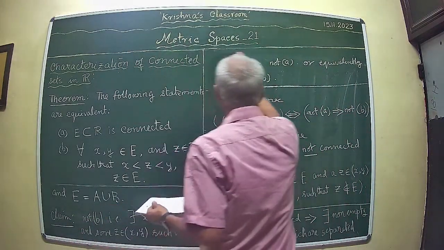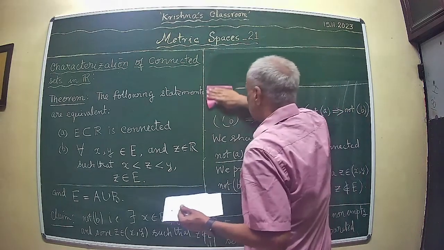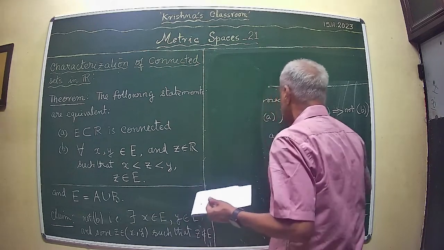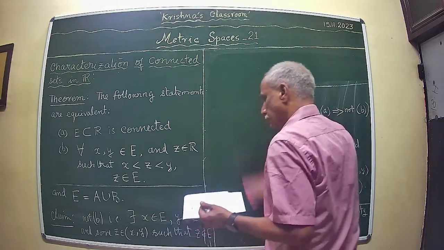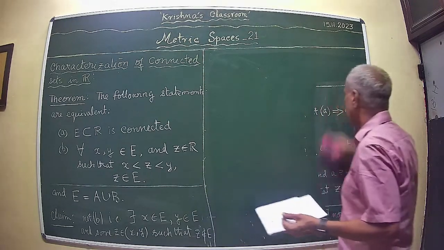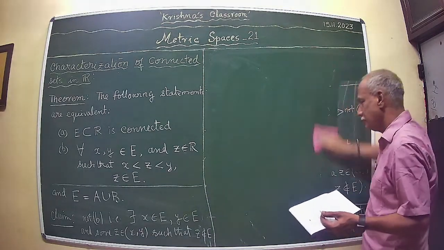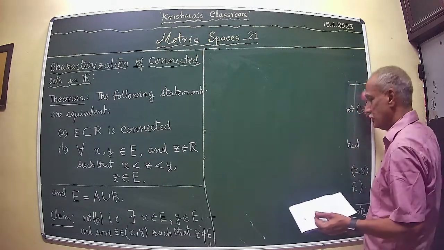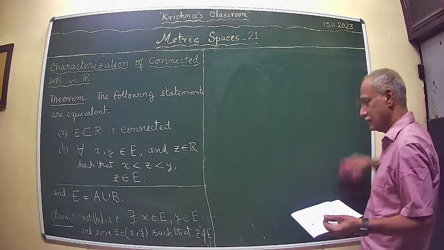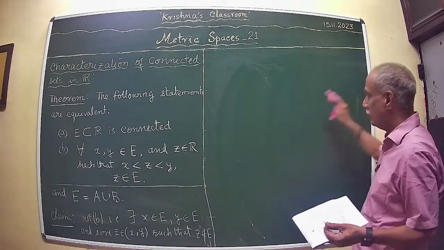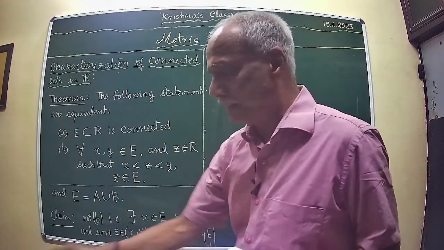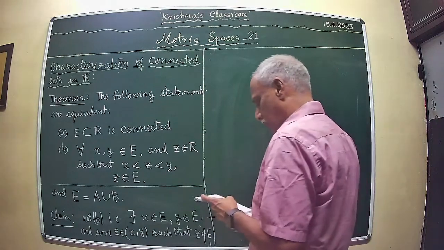Let us now prove this. So A and B are readily available, A and B are separated. Okay. So what we want to identify is some X and Y in E and some Z lying in the open interval XY, such that Z does not belong to E. Okay.